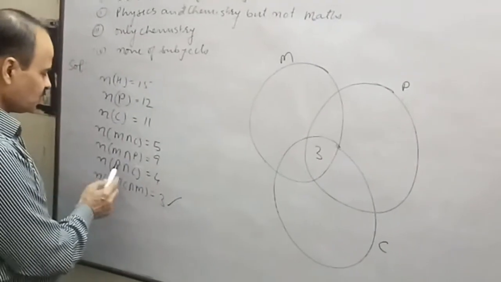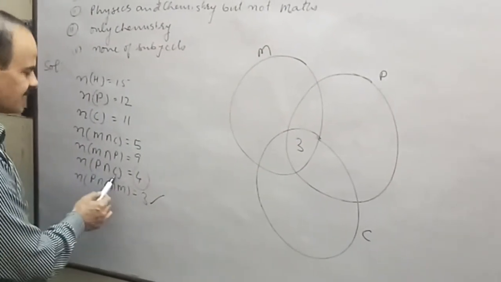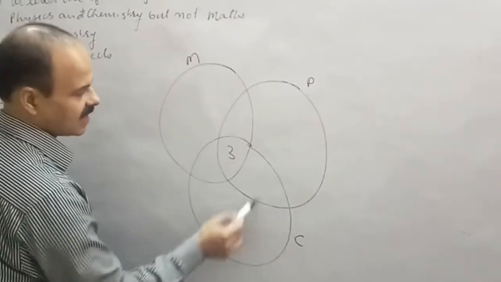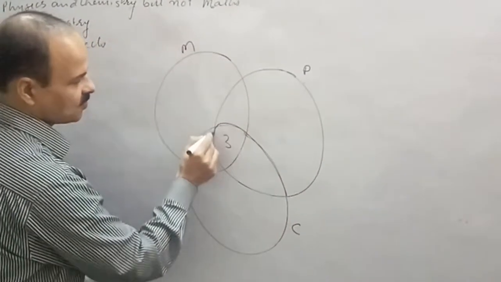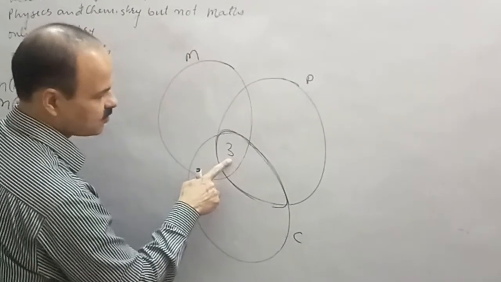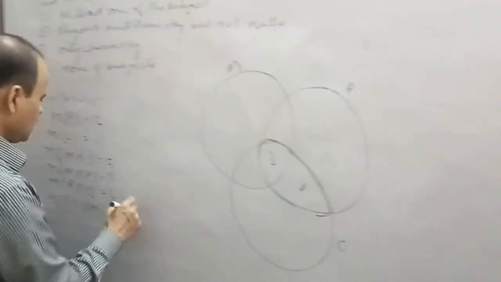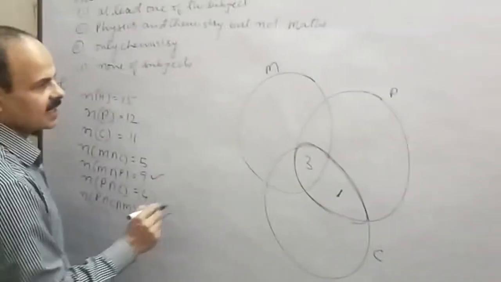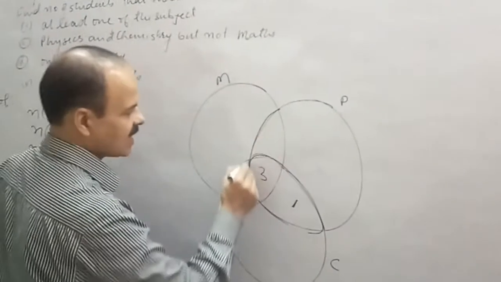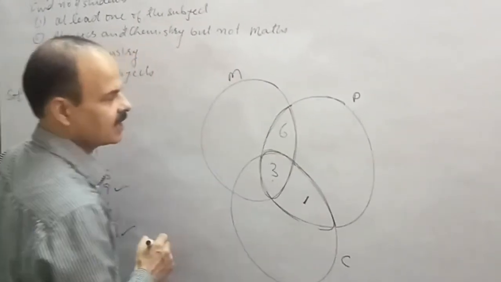Now the next one is physics and chemistry. 4 students are there which are taking physics and chemistry. Physics and chemistry, this portion is there. 4 students, 3 we have already put, so one more will put here. Total should be 4. And then maths and physics 9. This total should be 9. 3 is already there, so we'll write 6 here.